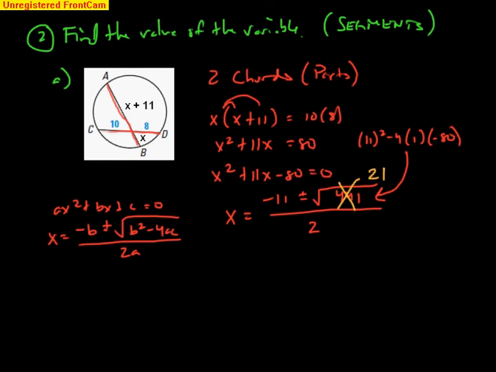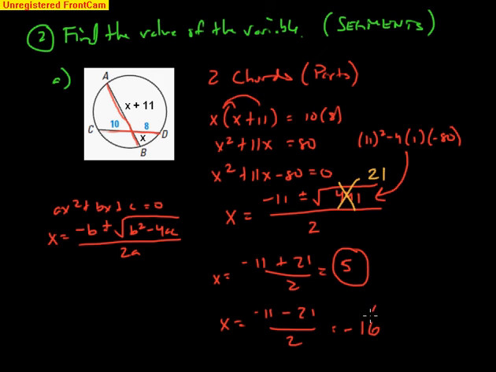So now we do our two problems. X equals negative 11 plus 21 over 2. X equals negative 11 minus 21 over 2. And we get 10 over 2, which is 5. And we get negative 32 over 2, which is negative 16. Right? Here are two answers that we get. X cannot be a negative length, so we keep the positive one and cross this off. So X is 5 in this problem. Need to be good with the quadratic formula.